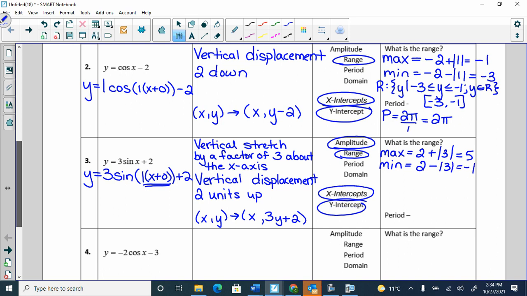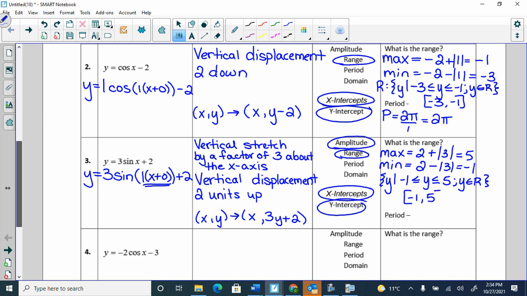What's the distance between negative 1 and 5? 6. What should it be? It should be 6, right? Because it should be 2 times the what? The amplitude. What's the amplitude? It's 3. So you know you're at least possibly good, right? So my range is going to be y such that negative 1 is less than or equal to y is less than or equal to 5. Or negative 1 to 5, square brackets.